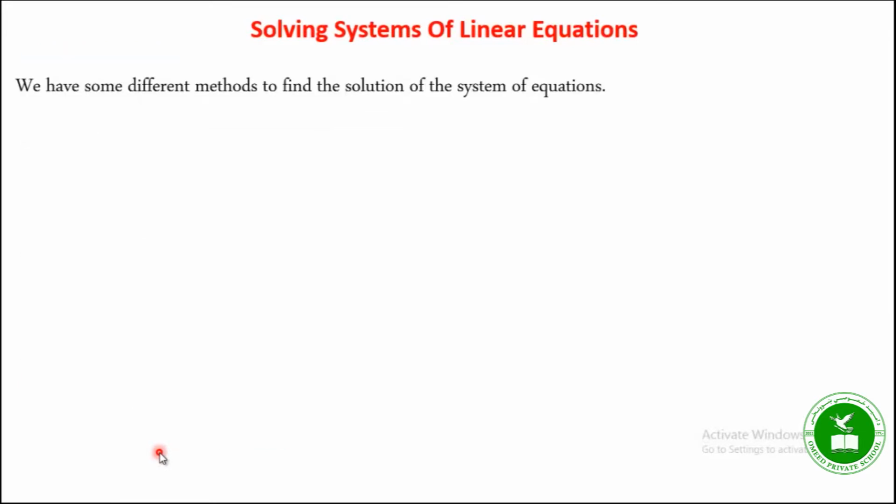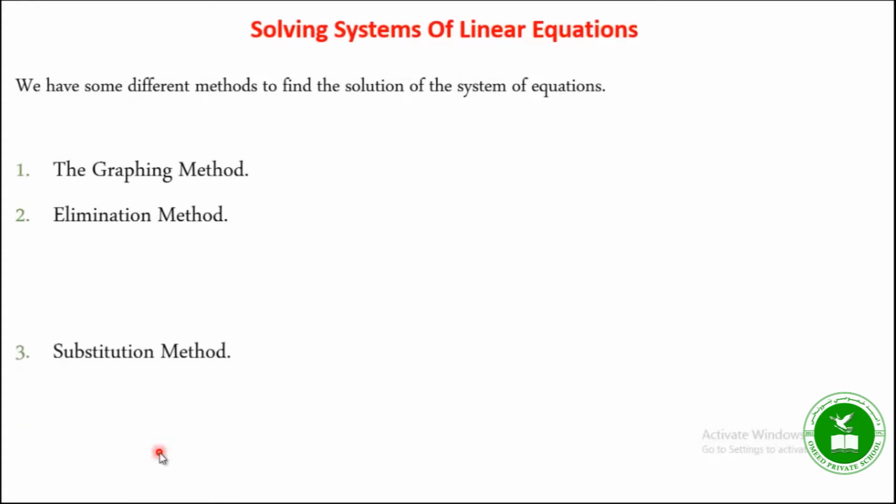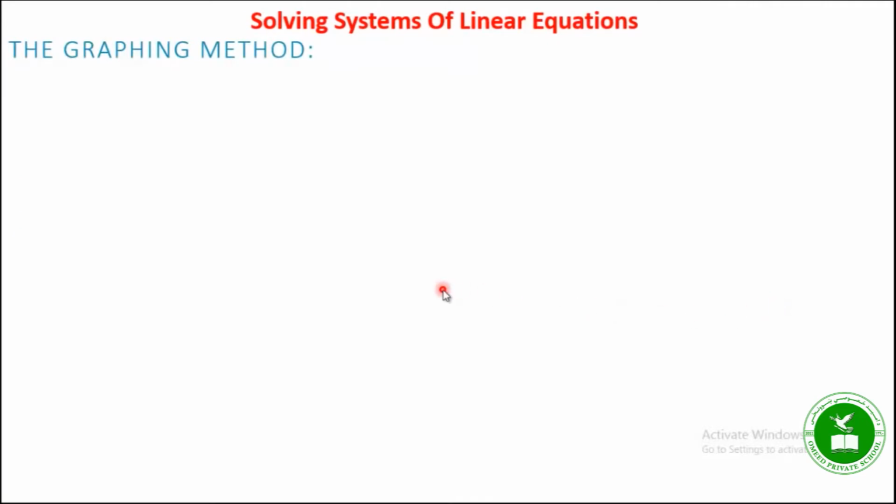We have some different methods to find the solution of a system of equations. Number 1, the graphing method. Number 2, the elimination method. And number 3, the substitution method. So we will start from the graphing method.